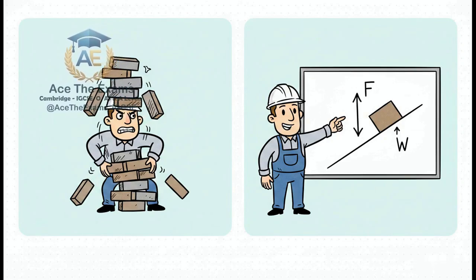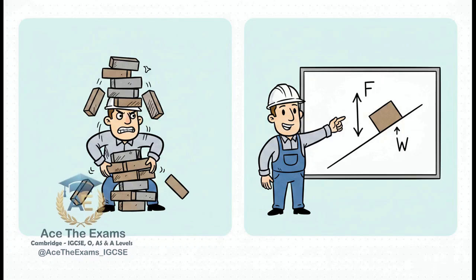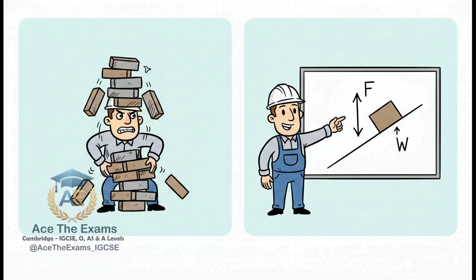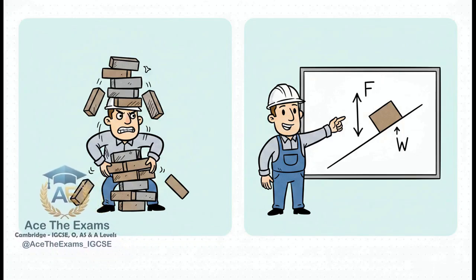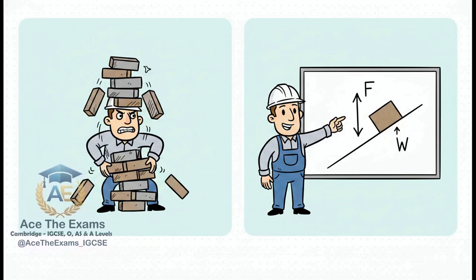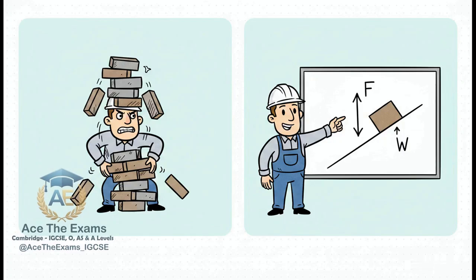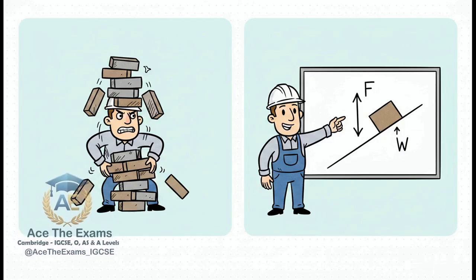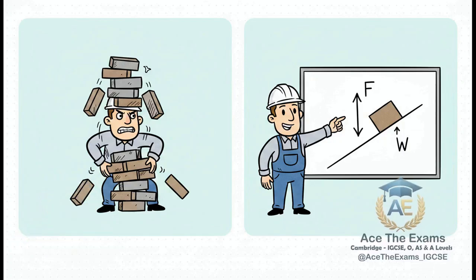Builder A writes, "Forces up equals forces down, friction opposes motion." Now, is that true? Yes, but it's completely unattached to the specific particle on the specific slope with the specific coefficient of friction mentioned in the exam prompt. It's floating in midair. On the right, we have Builder B.